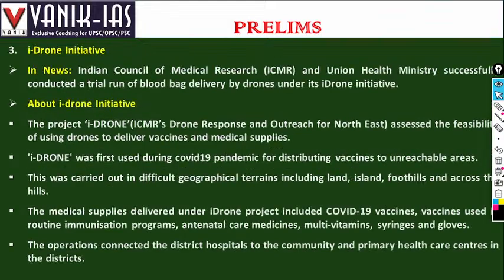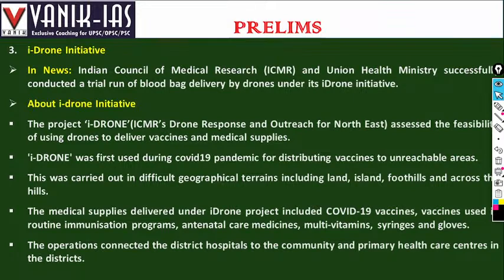Then the iDrone initiative. The Indian Council of Medical Research and the Health Ministry successfully conducted a trial run of blood bag delivery by drones under the iDrone initiative. About this initiative: Project iDrone, ICMR Drone Response and Outreach for the Northeast, assessed the feasibility of using drones to deliver vaccines and medical supplies. iDrone was first used in the COVID-19 pandemic for distributing vaccines to unreachable areas. This was carried out in difficult geographical terrain, including land, islands, foothills, and across the hills.